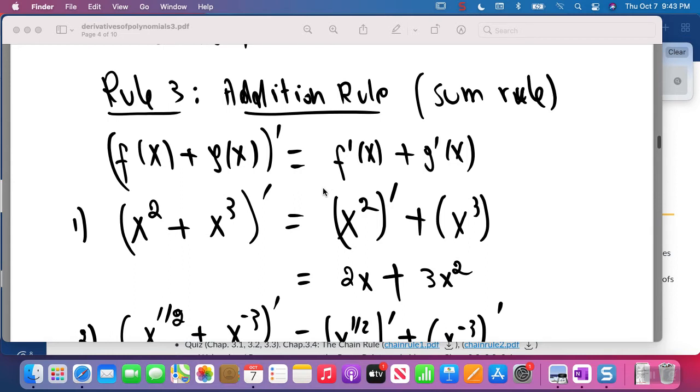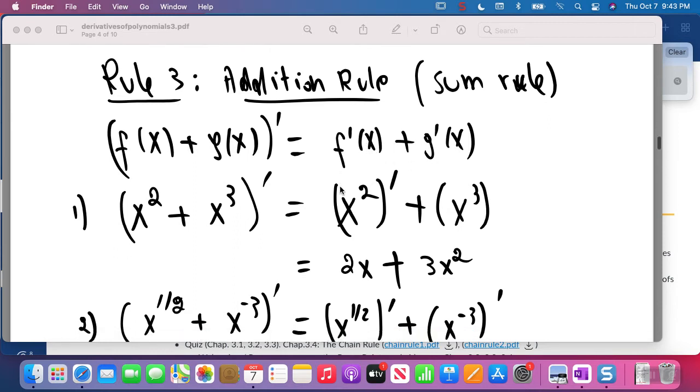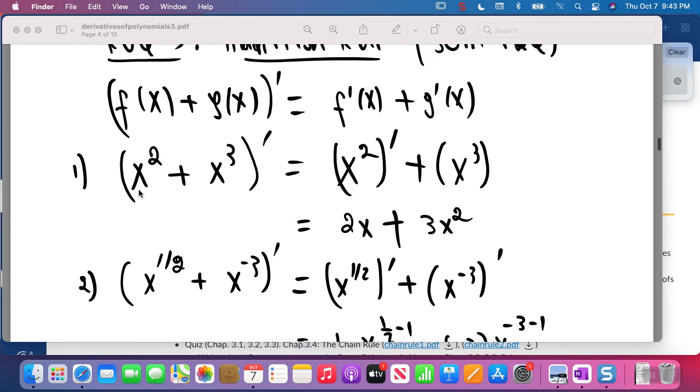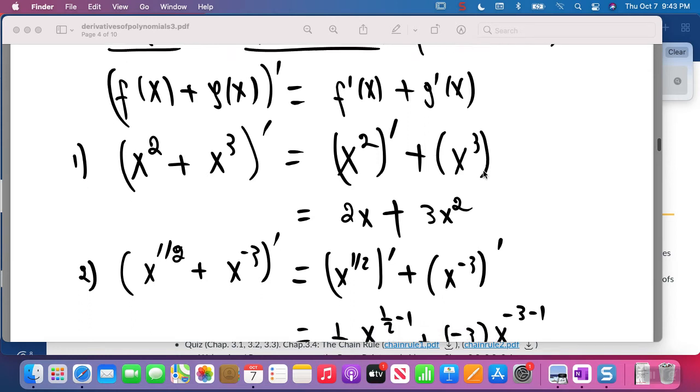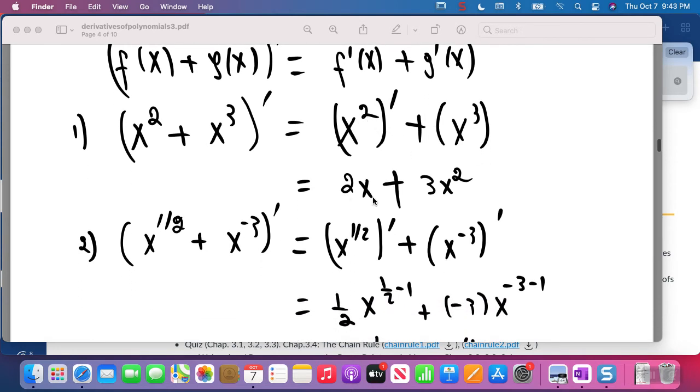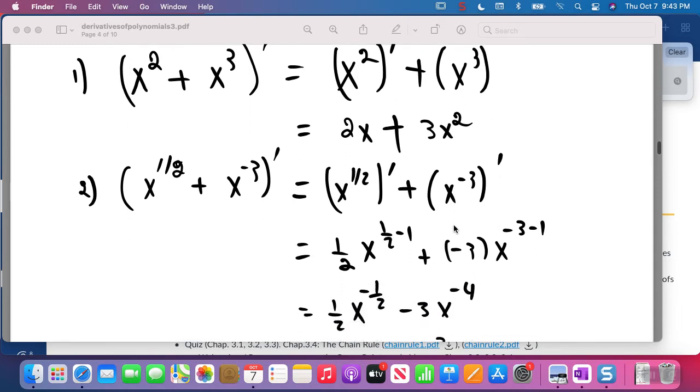Rule 3, addition rule. If you're taking the derivative of a sum, then it becomes the sum of derivatives. So you distribute the derivative to each function and then add them. For example, if you're asked to find the derivative of x squared plus x cubed, you're going to take the derivative of x squared plus the derivative of x to the third. So the derivative of x squared is 2x, plus the derivative of x cubed is 3 times x squared. So we use the power rule to get that.